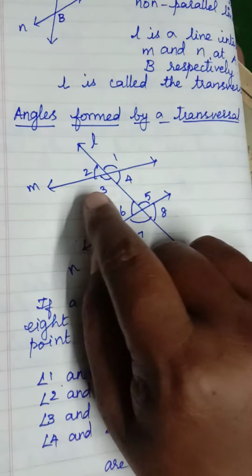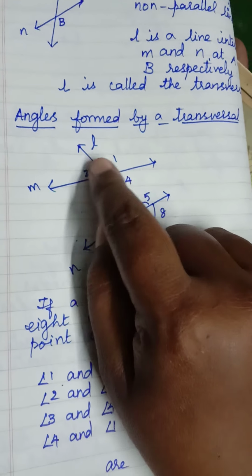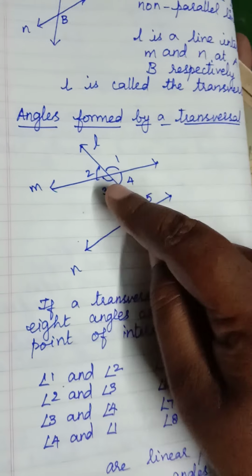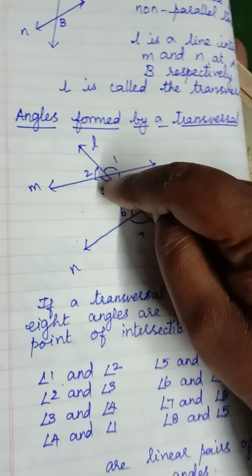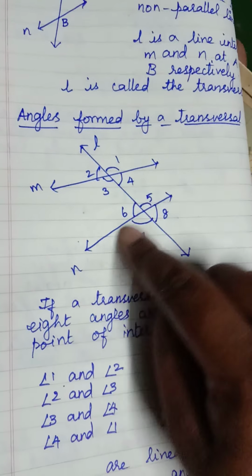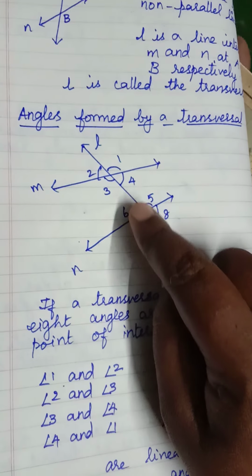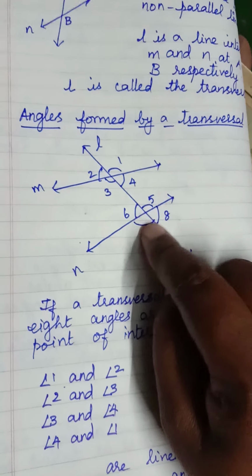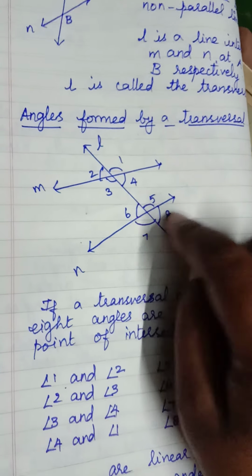Now what are the linear pairs of angles in a straight line? This is equal to 180 degrees. So 1 and 2 are known as linear pair. Here 3 and 4 are said to be linear pair. See this line, 2 and 3 are said to be linear pair. 1 and 4 are said to be linear pair. Come to this line, this is a straight line. 5 and 6 are said to be linear pair. 6 and 7 are said to be linear pair. 7 and 8 are said to be linear pair. 5 and 8 are said to be linear pair.